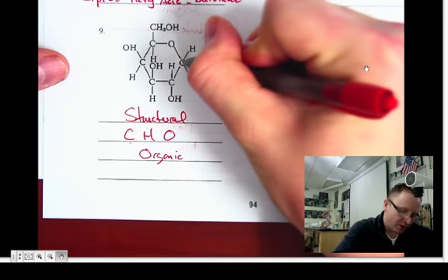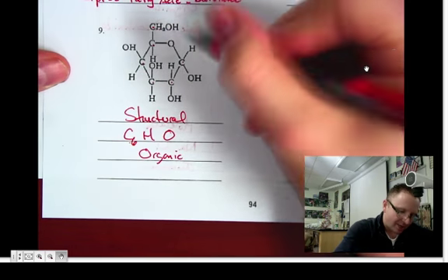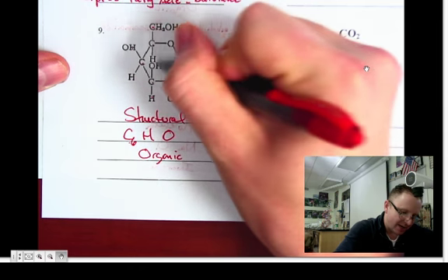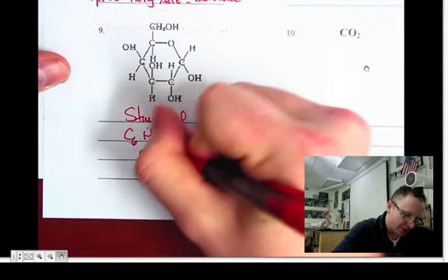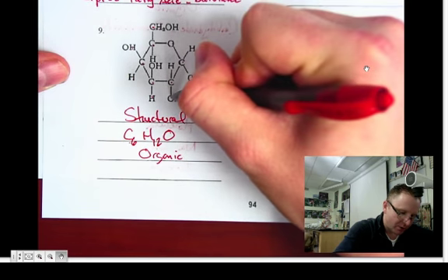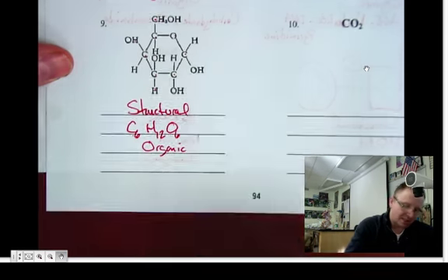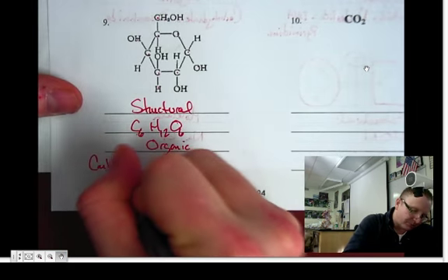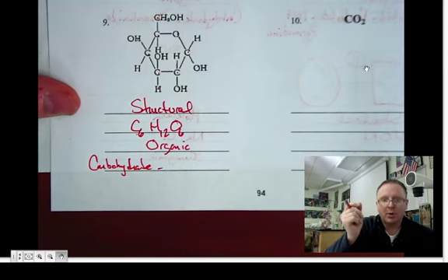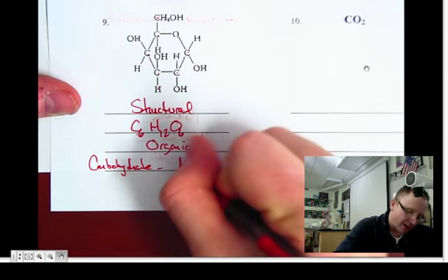Let's count them up. I've got 1, 2, 3, 4, 5, 6 carbons. I've got 1, 2, 3, 4, 5, 6, 7, 8, 9, 10, 11, 12 hydrogens. And then the oxygens would be 1, 2, 3, 4, 5, 6. So that's 1 to 2 to 1. That's telling me this is going to be a carbohydrate. And because it's a pure 1 to 2 to 1 ratio, this is going to be the simplest kind of sugar. This is going to be a monosaccharide.